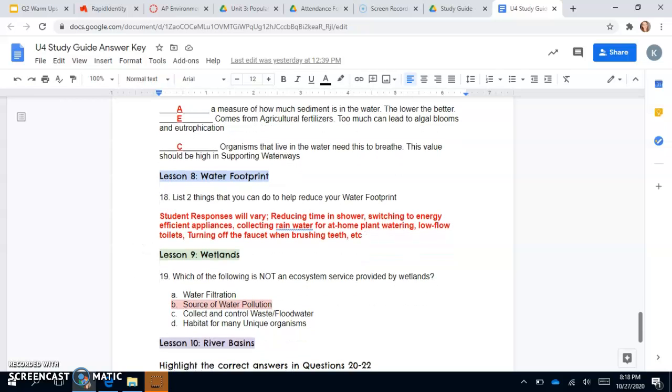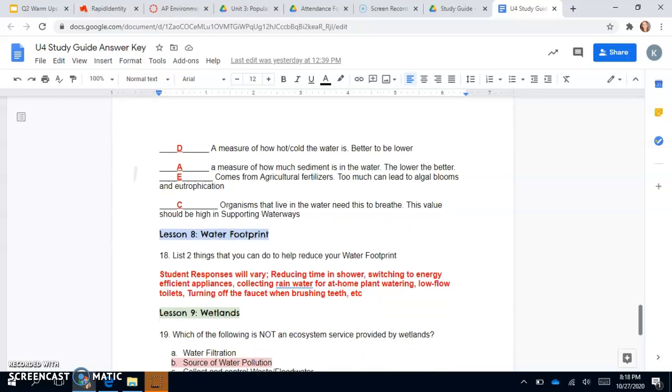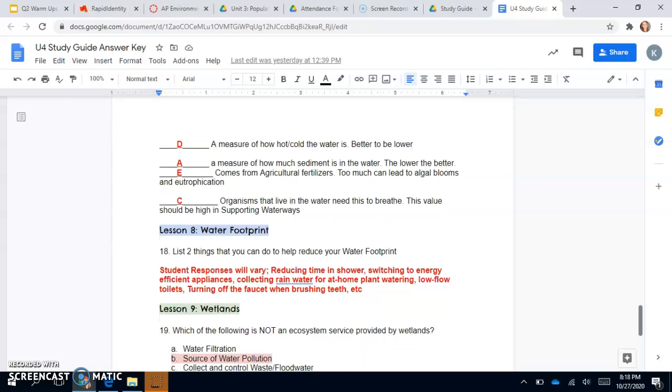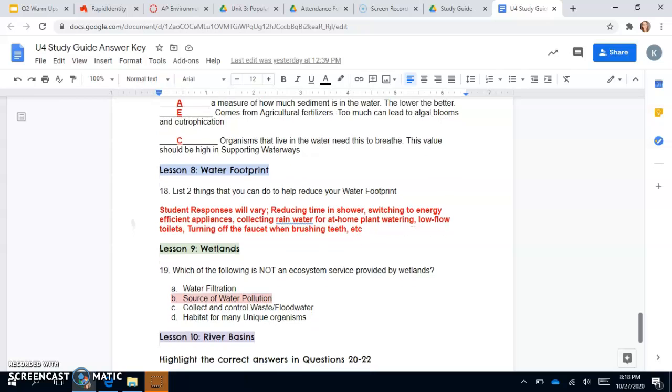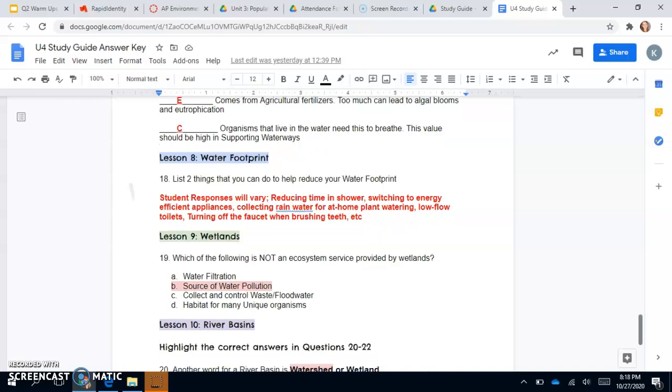The next one says comes from agricultural fertilizers. Too much can lead to algal blooms and eutrophication, and that's going to be E, your nitrates. And nitrates are just like the food that are in the fertilizers for the plants and that the algae also love. The last one says organisms that live in the water need this to breathe. This value should be high in supporting waterways, and that's going to be C, dissolved oxygen.